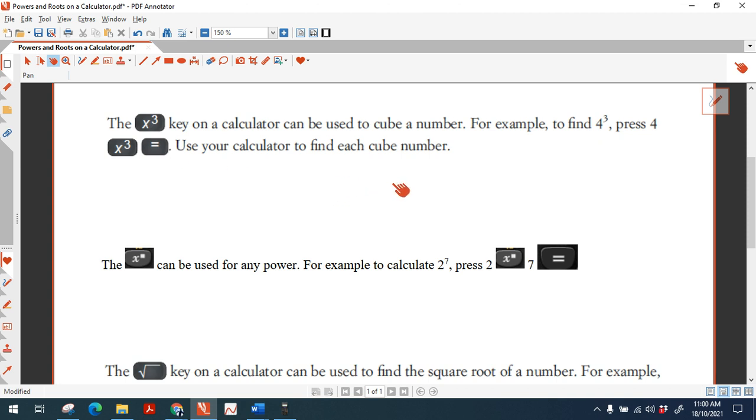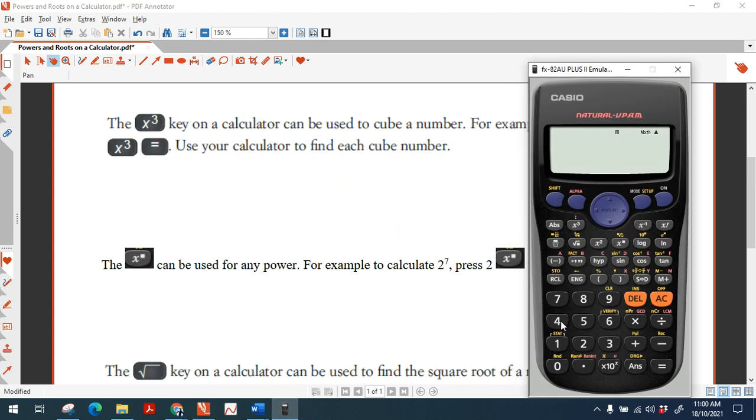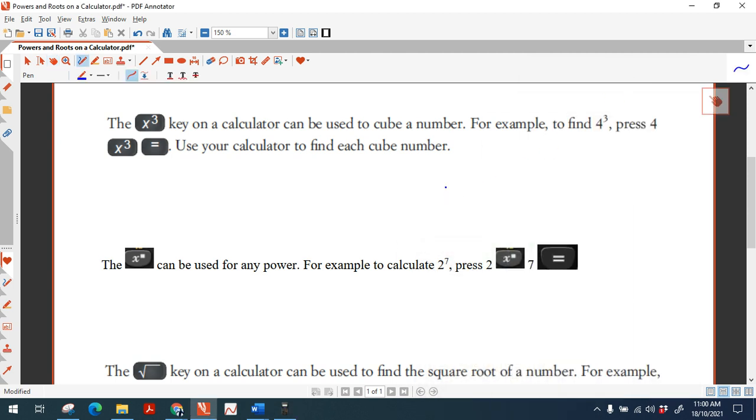So let's do that. Our calculator's here. We're going to go 4, the x cubed button is just up here, then equals 64. Okay, so do it again. 4, x cubed, equals. Okay, so let's write down the answer. The answer is 4 cubed equals 64.